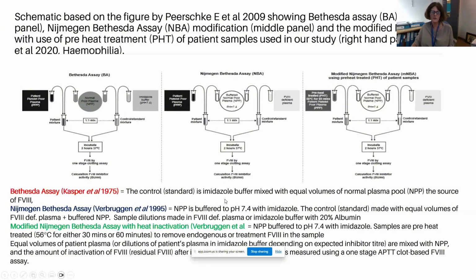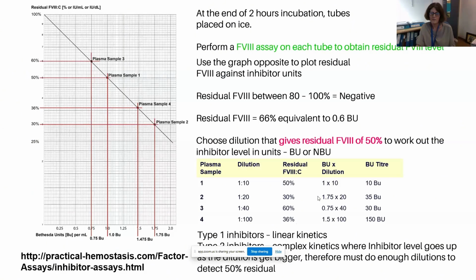Okay, so here I just put this up. This is just a schematic of a Nijmegen Bethesda assay. It's showing you the different kinds of assays that we can use to quantify factor VIII inhibitors, factor IX inhibitors, factor XI inhibitors. So we've got a Bethesda type assay, which is what we would use for a factor IX inhibitor. We've got a Nijmegen Bethesda assay, which is what we use for quantifying factor VIII inhibitors. I've given you all the references there. I'm not going to go through the methodology here because I'll probably get myself confused and you as well. And that's the Bethesda curve.